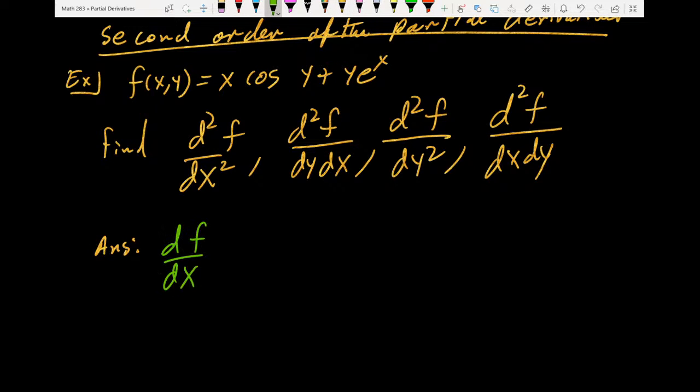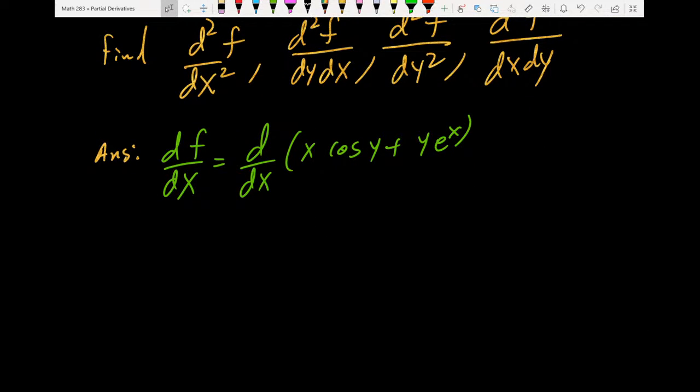df dx plus y equal x. That's pretty easy though. In this case, you get what? Cosine of y plus y e to the x, right? Now, how do we do the next?